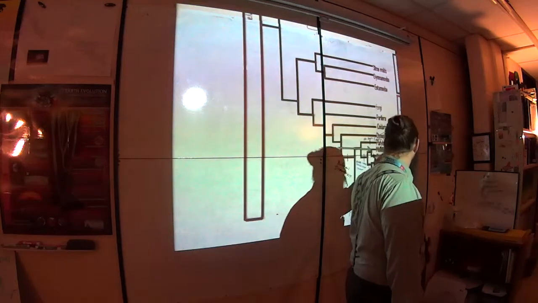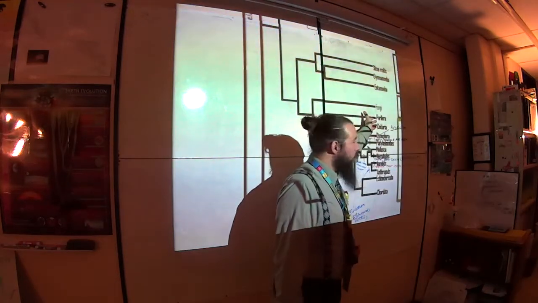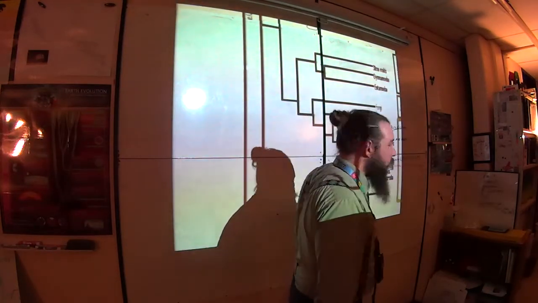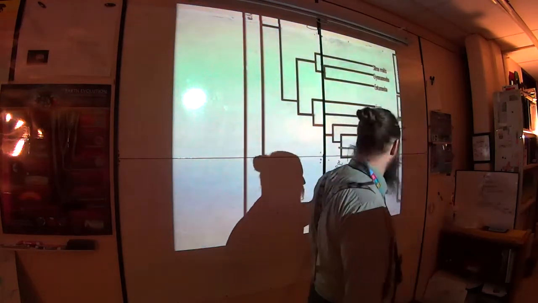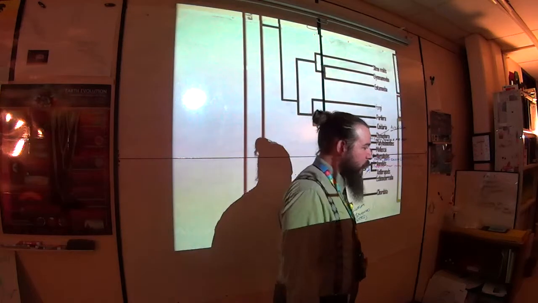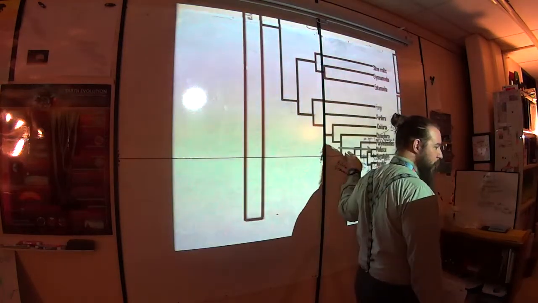Pretty much everybody other than Porifera and Phylum Cnidaria have bilateral symmetry, with the exclusion of Echinodermata, because they're weirdos. We'll get to them later. We should have bilateral symmetry here on the line, at least all those, yes?